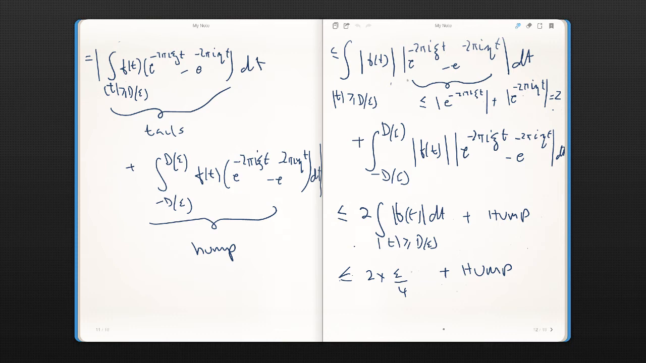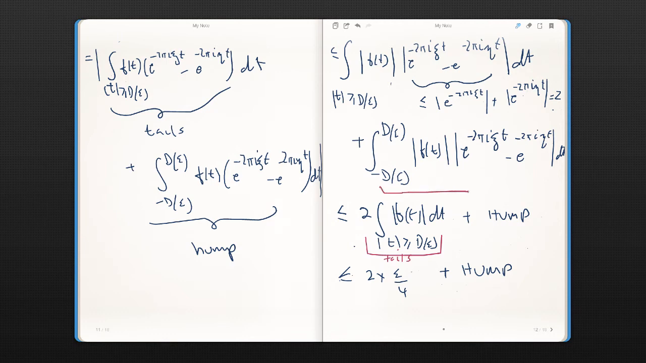And for the tails, what we get is this bit here, this exponential term, we use the triangle inequality on that, and that's less than or equal to 2. And then this is what we get for the tails. We get that the tails just come down to that. So that's 2 times epsilon on 4. So we're done with the tails.